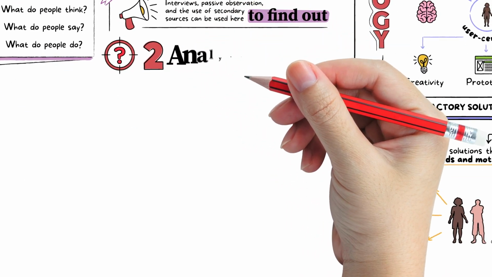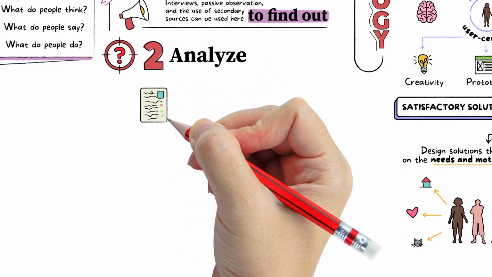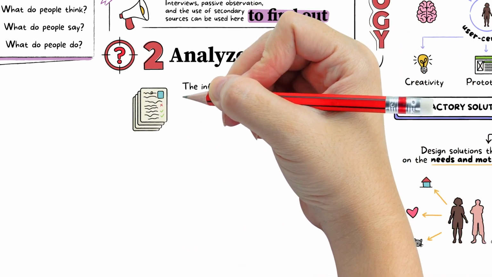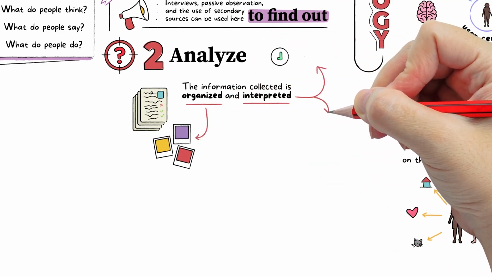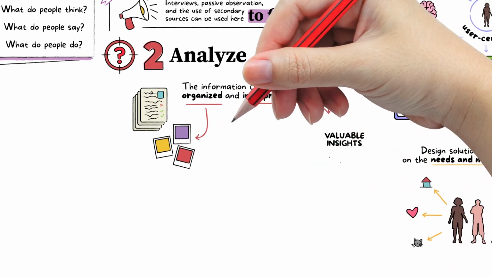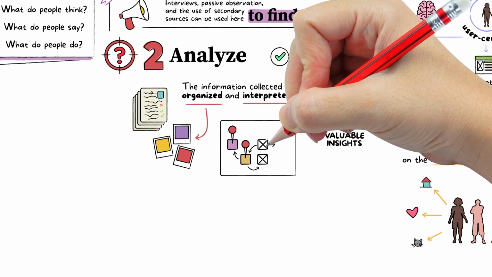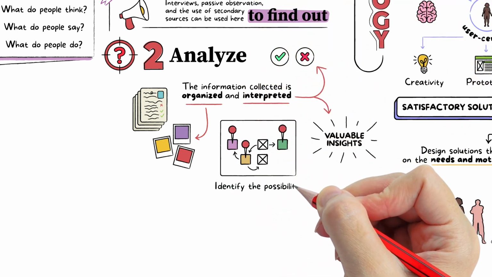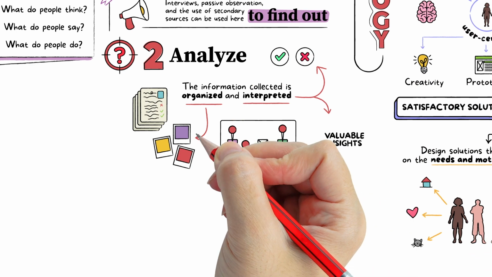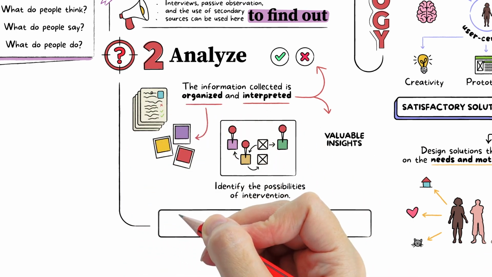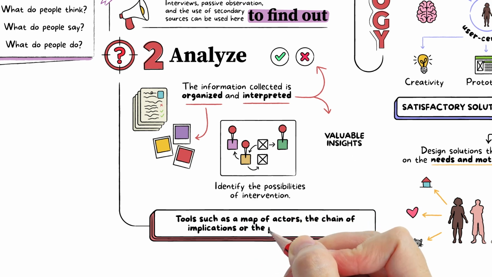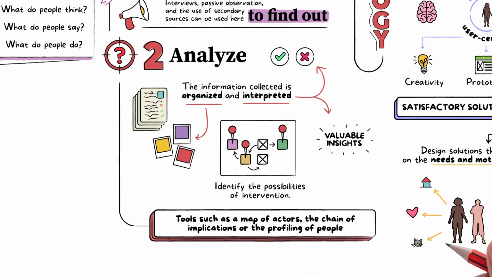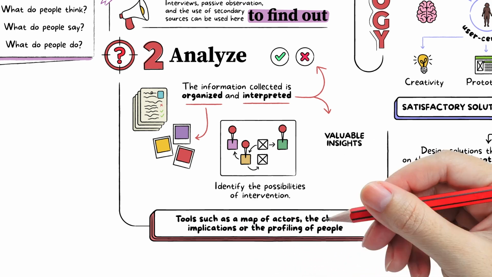2. Analyze. In this phase, the information collected is organized and interpreted. The main result of this phase is to have valuable insights, i.e., information that allows us to identify the possibilities we have at the time of the intervention. In this case, tools such as a map of actors, the chain of implications, or the profiling of people can be useful to sort and classify the findings.